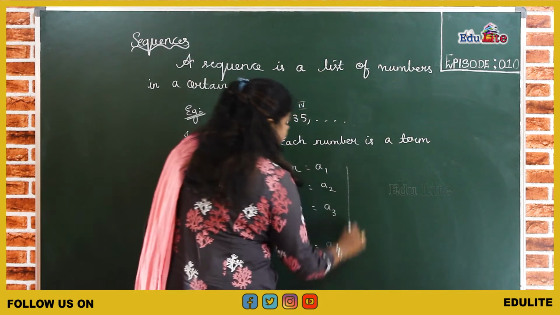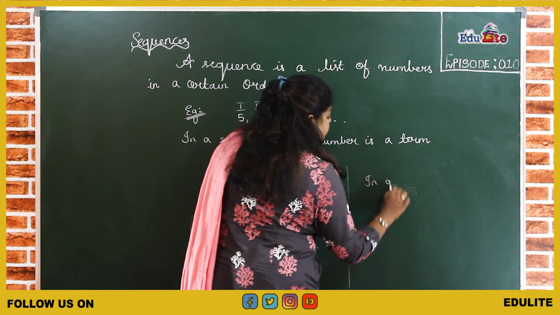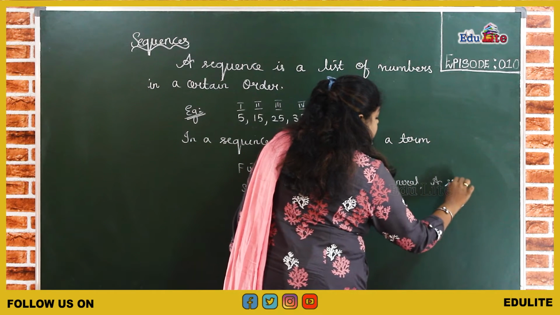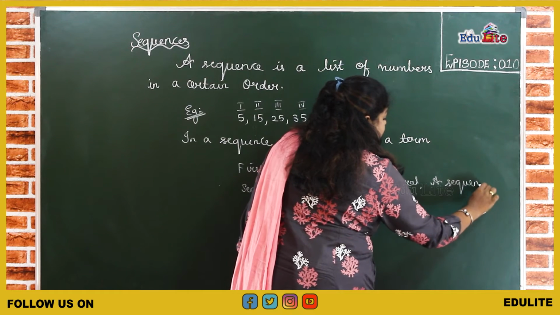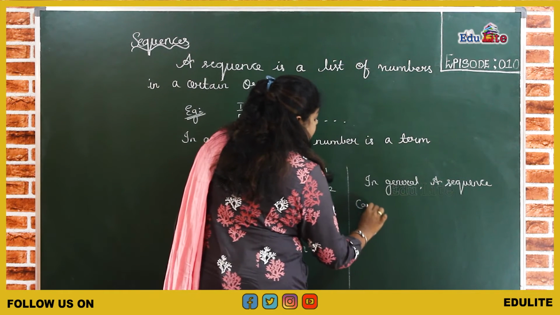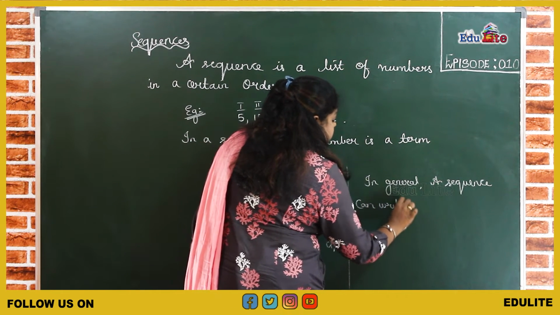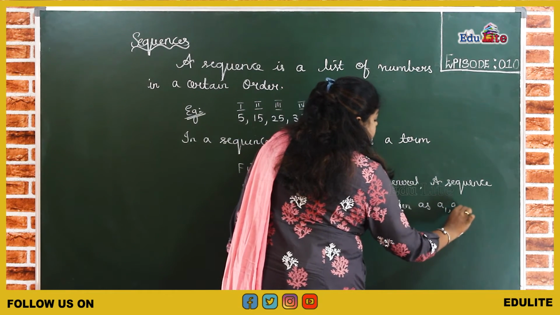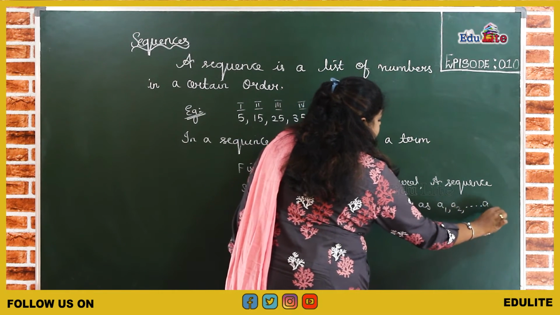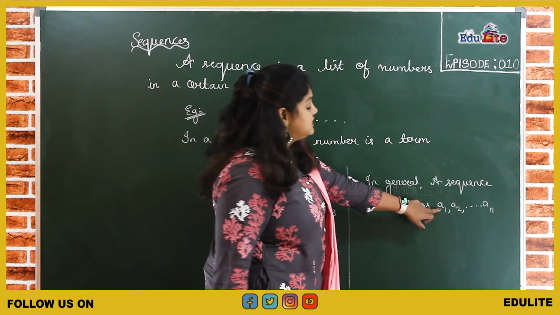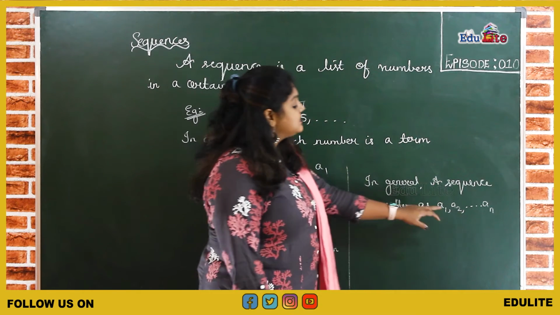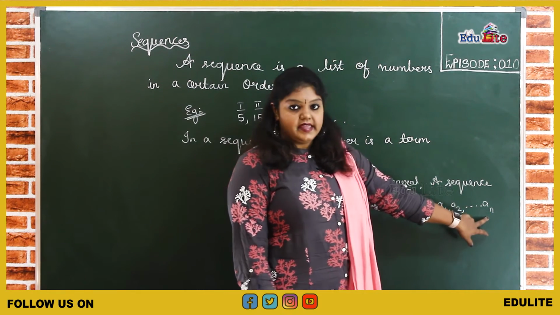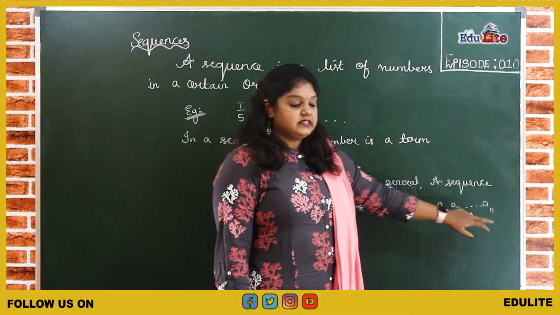Therefore, in general, a sequence can be written as A1, A2, up to an. What does it represent? A1 is the first term in the sequence, A2 is the second term in the sequence, similarly an is the nth term in the sequence.